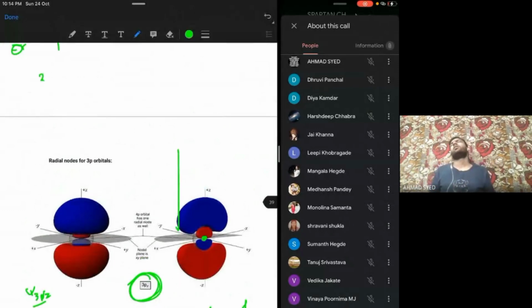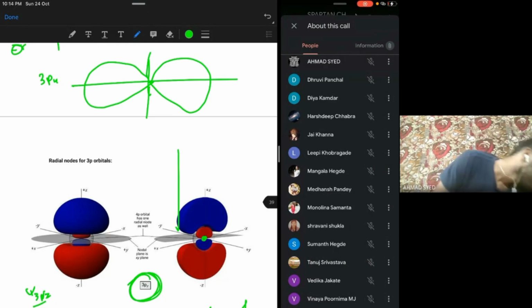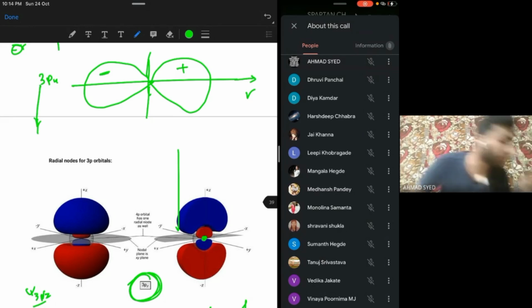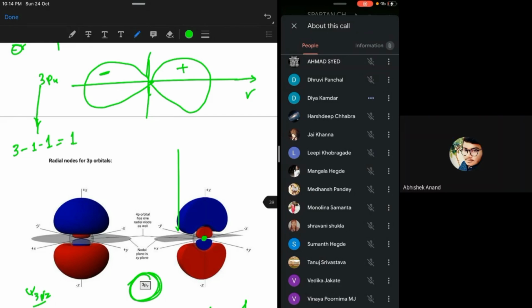So if we have, let's say, the orbital diagram of 3px like this. Now this is r and this is positive lobe, this is negative lobe. How many radial nodes will it have? 3px, 3 minus 1 minus 1, right? How many? 1. So where is that? If you want to draw a diagram and show where this one node is, where will you draw? The intersecting point of both the lobes.